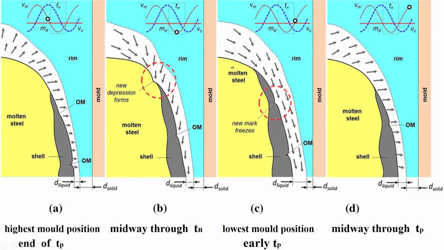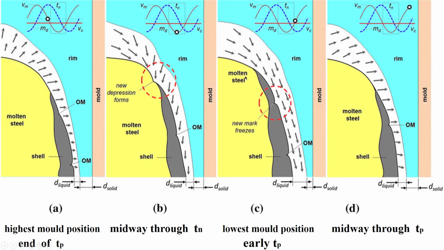And then let us come to another situation of the cycle. Now, where are we? We are somewhere here. That means the mould velocity is now going towards the positive strip time. This velocity is increasing towards the top. That means this is the positive strip time. So, what is happening here? You see the direction of the liquid slag, it has started going towards the mould.